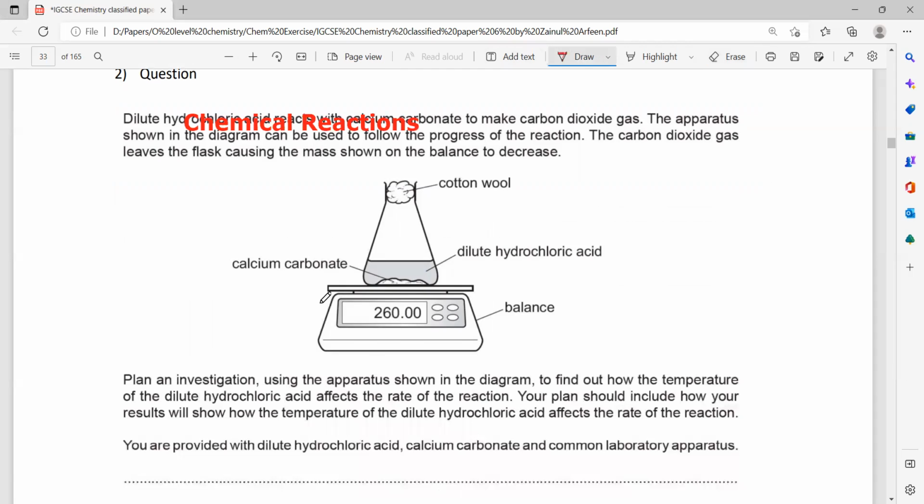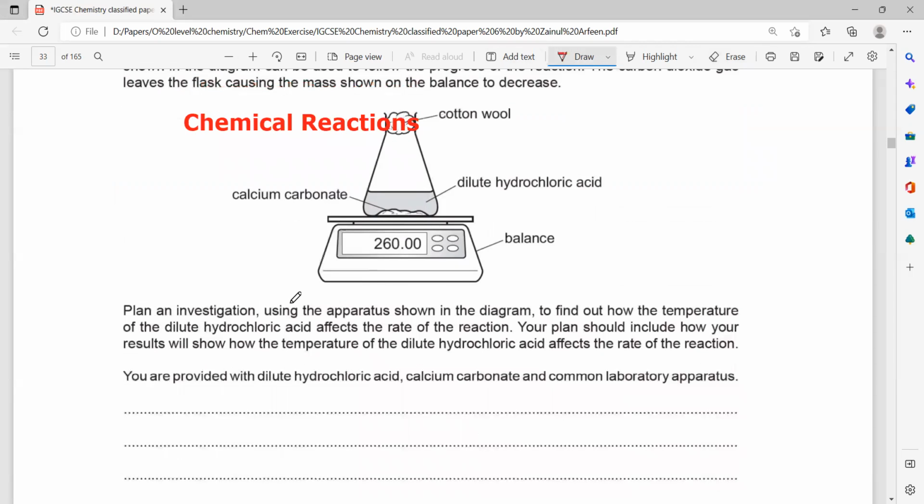We have to plan an investigation using the apparatus shown in the diagram to find how the temperature of dilute hydrochloric acid affects the rate of a reaction. Your plan should include how your results will show how the temperature of dilute hydrochloric acid affects the rate of reaction. You are provided with dilute hydrochloric acid, and you have calcium carbonate.